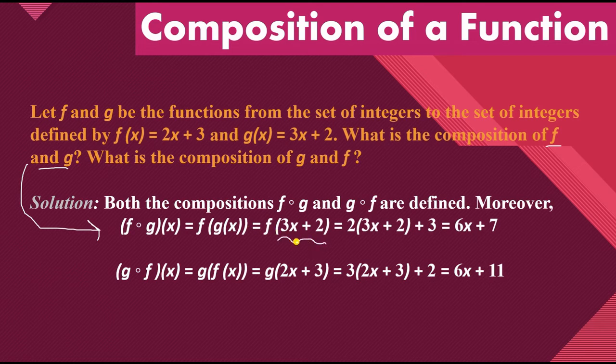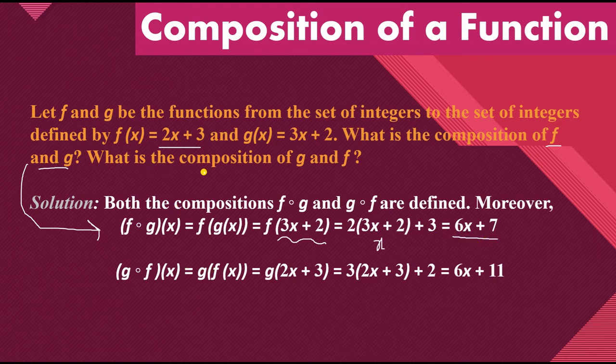So how we will insert this g of x inside the function? The function was 2x plus 3, so instead of x we are going to write the value of the g of x, that is 3x plus 2. So by inserting values we are going to simplify the results and we will find the results.